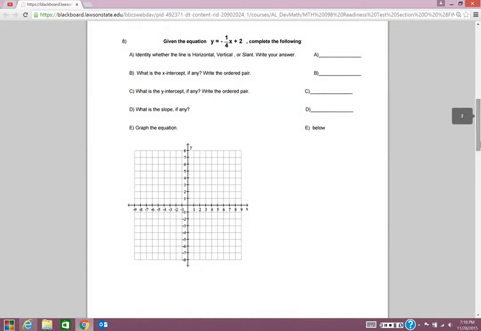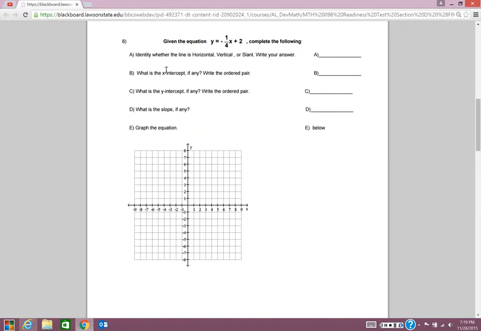Number 8, it says, given the equation y equals -1/4 x plus 2, complete the following. They're asking you whether the line is horizontal, vertical, or slant. Write your answer. Let me already give you some pointers. A horizontal or vertical line are special lines, and usually they are written x equals a number or y equals a number. So if you don't have x equals a plain constant or y equals a constant, then your line is not horizontal or vertical. So this would be a slant line.